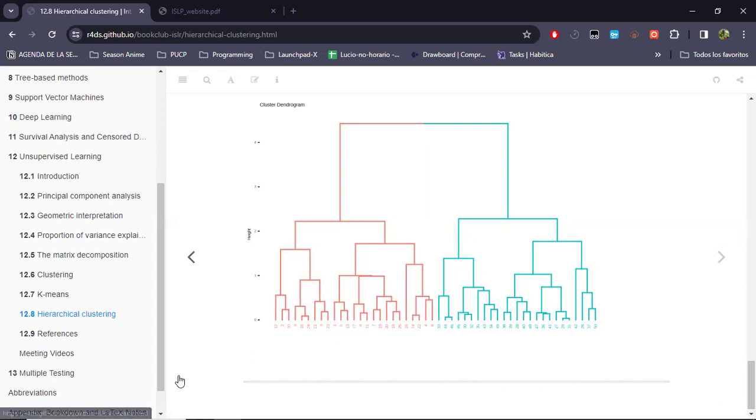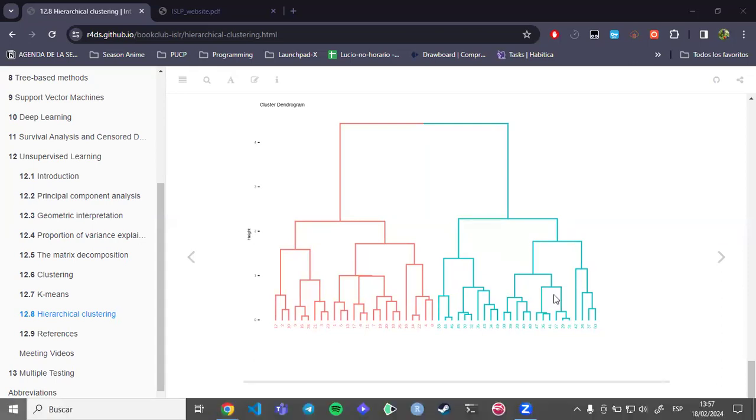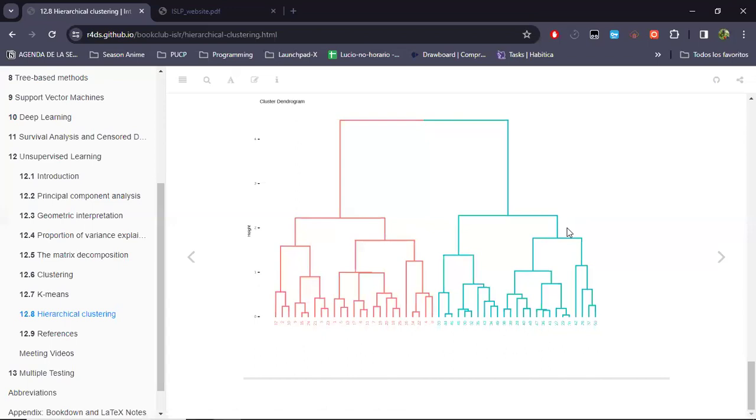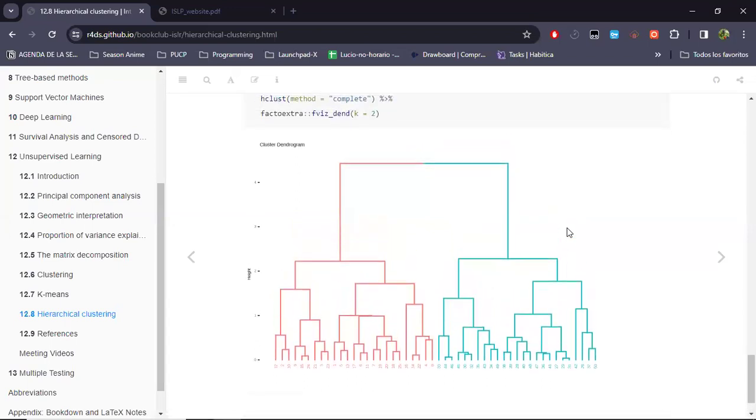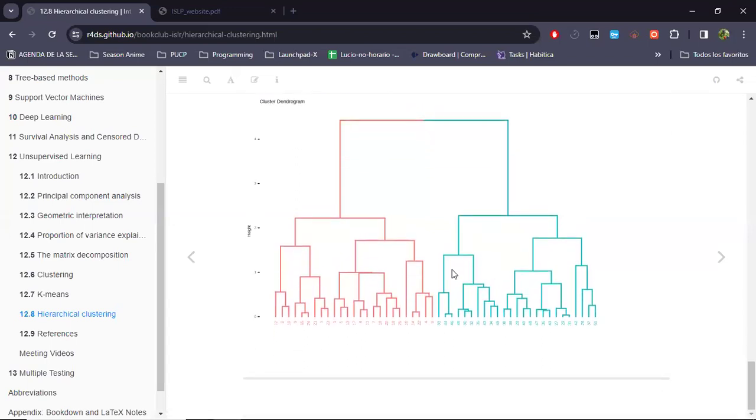And like I told you, there are different algorithms. I believe hierarchical clustering is more flexible than k-means, because k-means is just k-means. That's it. You just alter the number of clusters parameter. But here you can use different algorithms.